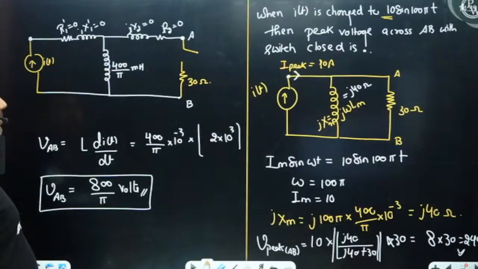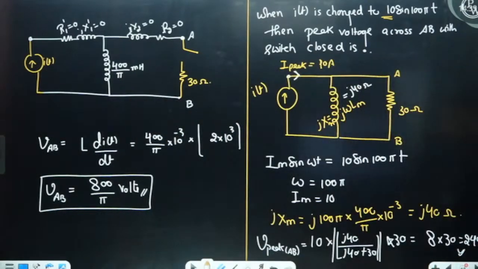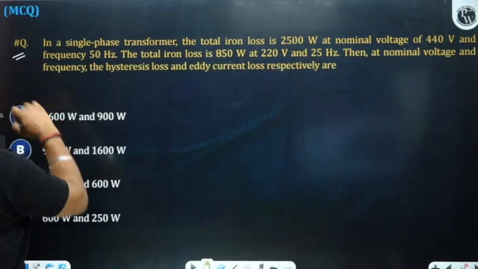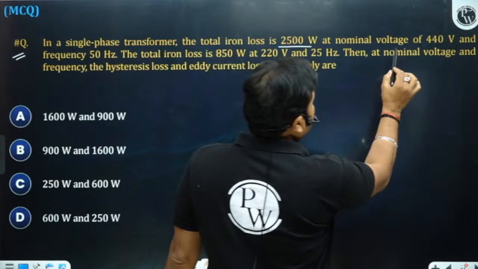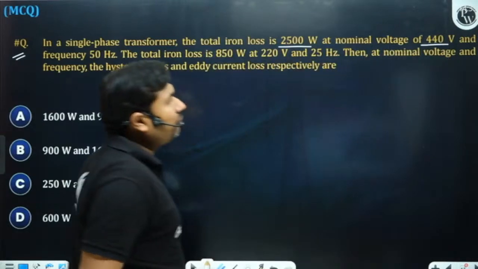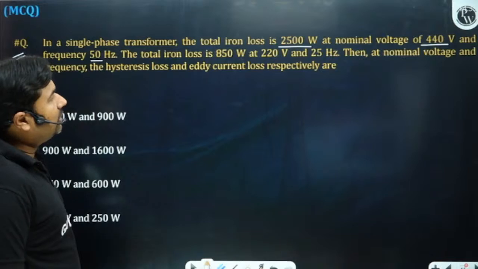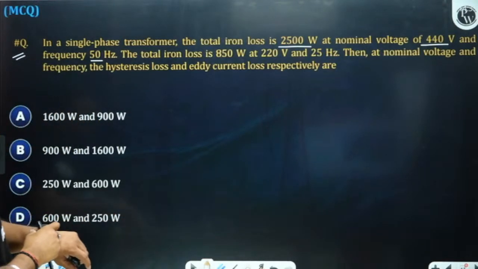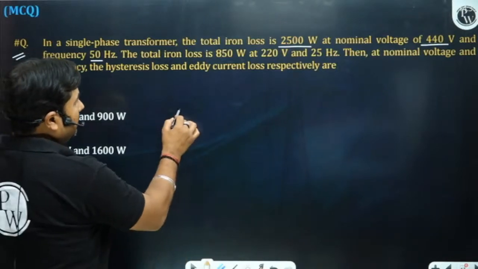Yes, yes. Hoping all of you are able to understand this question perfectly. Let's talk about the next question. In a single phase transformer, the total iron loss is 2500 watt at a nominal voltage of 440 volt and a frequency of 50 hertz. The total iron loss is 850 watt at 220 volt, 25 hertz. Then at nominal voltage and frequency, the hysteresis and eddy current losses are?